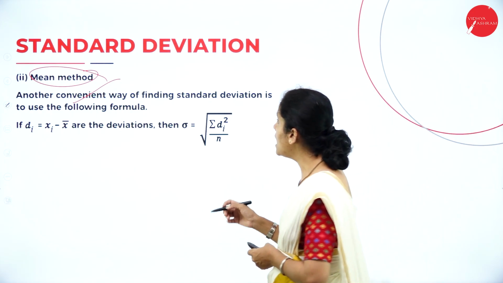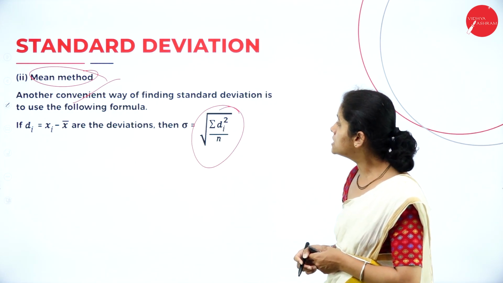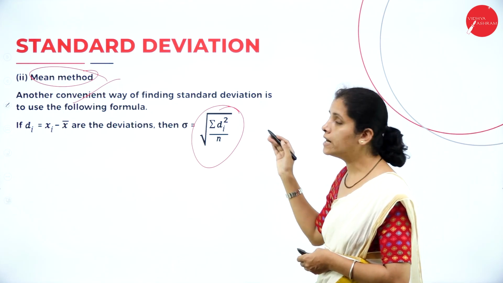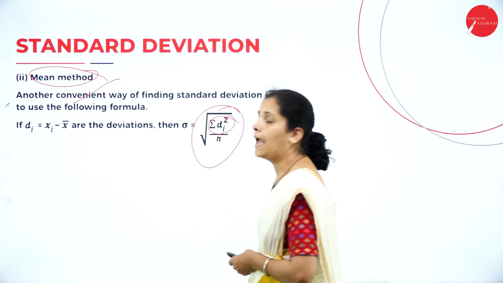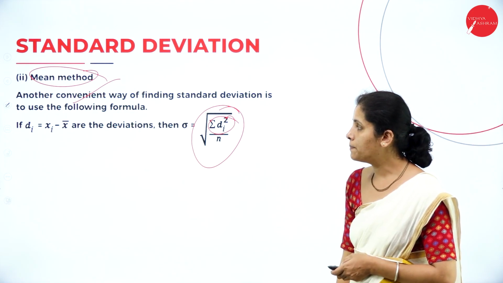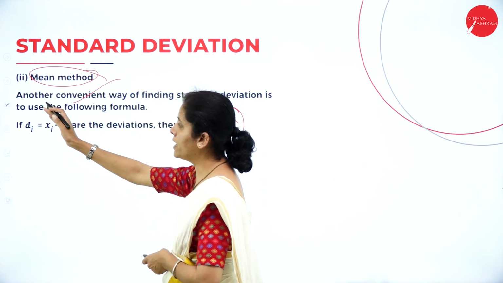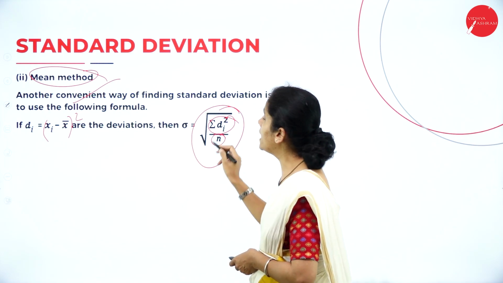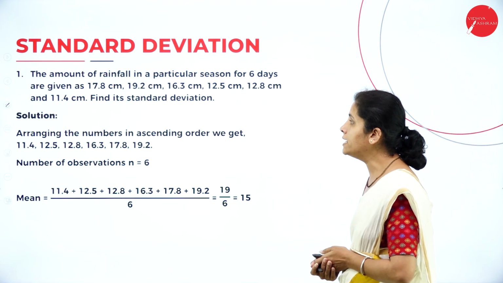And what is the formula? That is the whole square root of summation di square divided by n. And what is di? That is nothing but xi minus x bar. So it is di, and di square is also squared. And what about n? That is nothing but the number of elements.